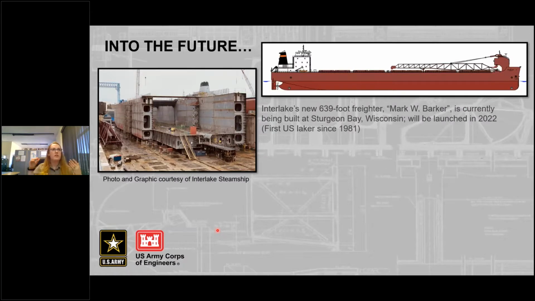And so what is the whole point of this presentation? Why are we talking about innovation? Well, right now we have the Interlake Steamship Company, and they're building the Mark W. Barker, which is being built in Sturgeon Bay, Wisconsin.